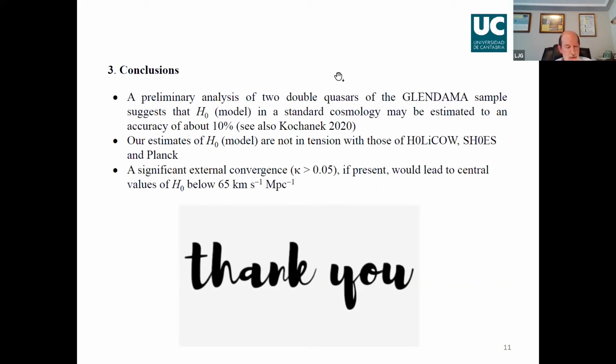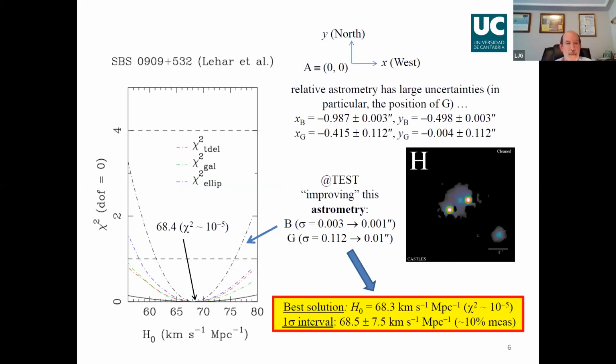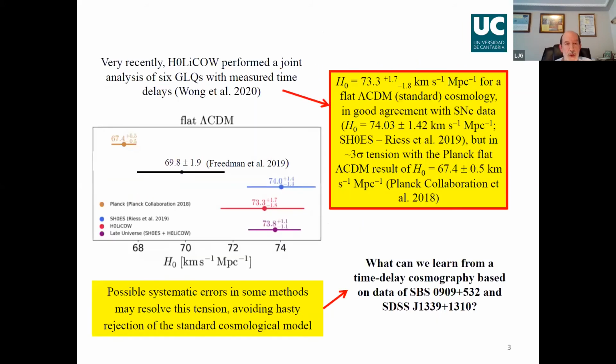It is also noteworthy that the central value of H0 is about 68, and this central value coincides with the upper limit of the Planck collaboration. And additionally, there is no clear way to increase the central value because a possible external convergence in one of both lens systems would lead to H0 less than 68.